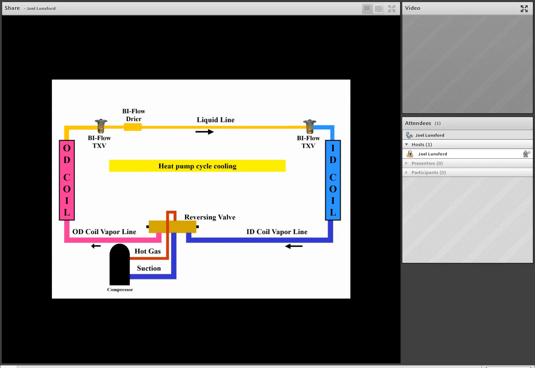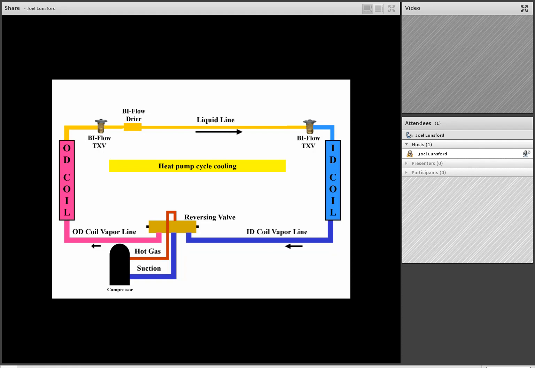So let's take a look at that a little bit deeper. One more time, in the cooling mode of operation, the hot gas from the compressor is going to be diverted to the outdoor coil. The liquid from the outdoor coil will then pass through a bi-flow metering circuit, and the bi-flow TXV is actually going to be going through a check valve circuit and flowing freely.